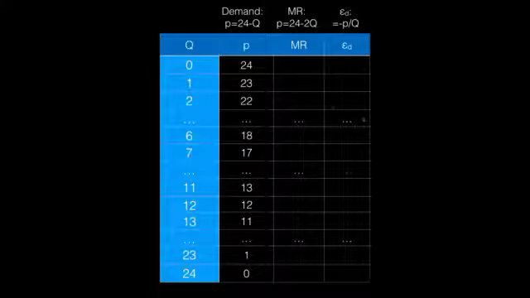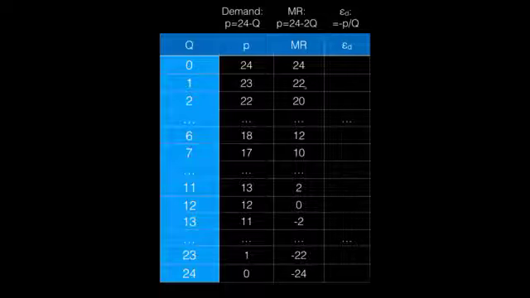So here's an example just to show you that relationship. We have our demand curve. The left-hand parts here, Q and P, are the demand schedule. Marginal revenue is equal to 24 minus 2Q. We can substitute Q in here to get marginal revenue all the way down. If we put 0 in for Q, marginal revenue is equal to 24. If we put 1 in for Q, it's 24 minus 2, which is 22. If we put 2 in for Q, we have 24 minus 4, which is 20, etc., all the way down.